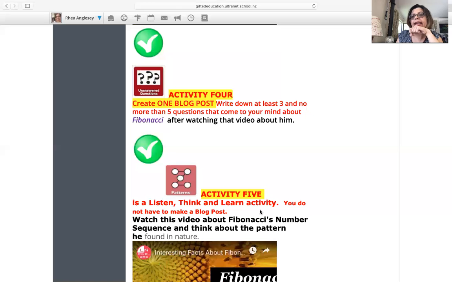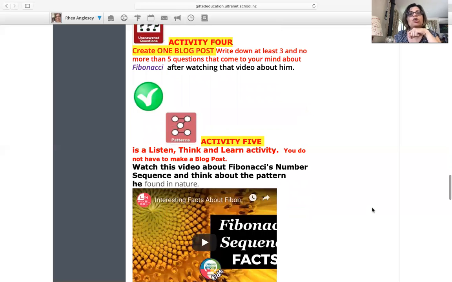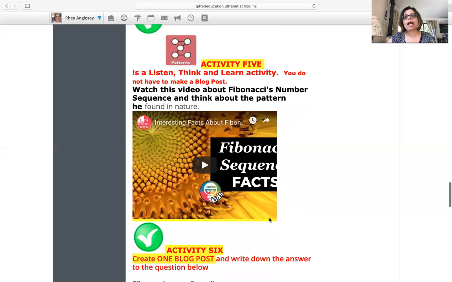Activity 5, going back to patterns again. It's a listen, think, and learn activity again. You do not have to make a blog post for this one. You're going to watch this video. This is about Fibonacci's number sequence. It'll get us thinking about the patterns that he found in nature. So enjoy this video.